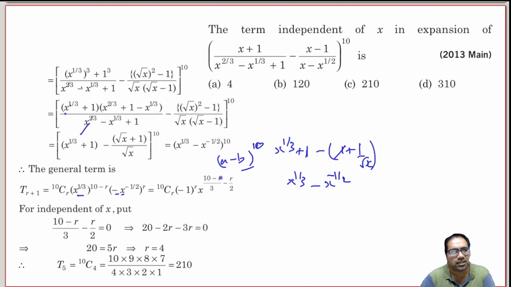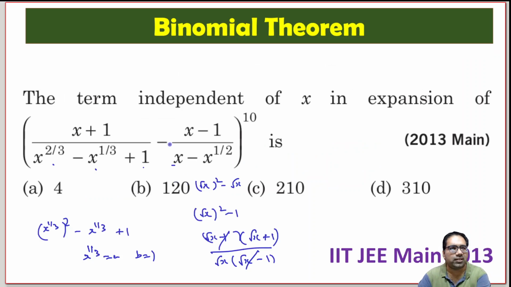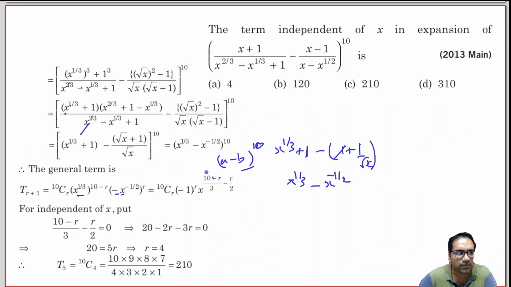Now this term, T(r plus 1), should be independent of x. What does that mean? The power of x should be 0. Otherwise, we'll have x square, x power half, x power 1 by 3, whatever. We want this to be 0. So what does that mean? (10 minus r) by 3 equals r by 2, which is nothing but 20 minus 5r should be equal to 0. So r should be equal to 4. That is fantastic. When r is equal to 4, all this becomes x power 0, which is 1.